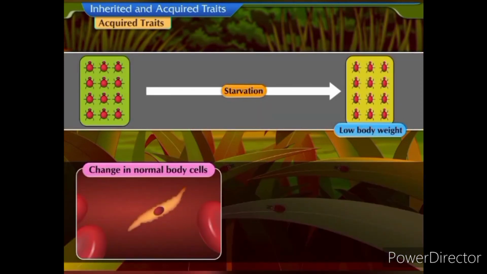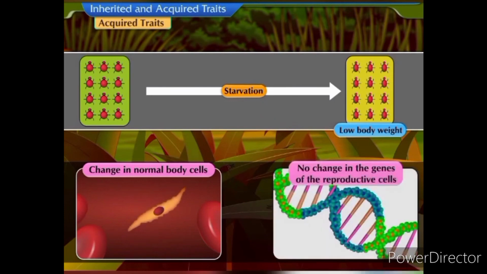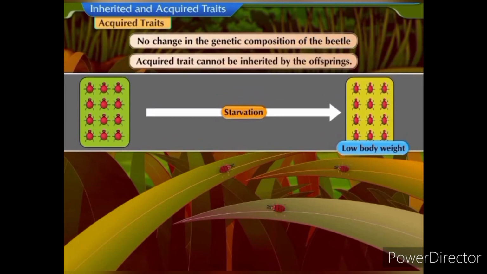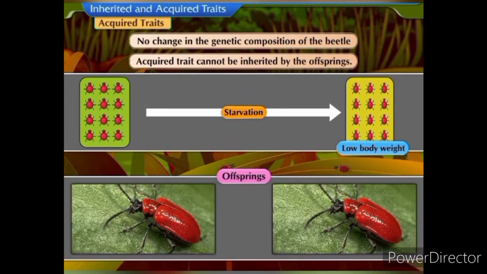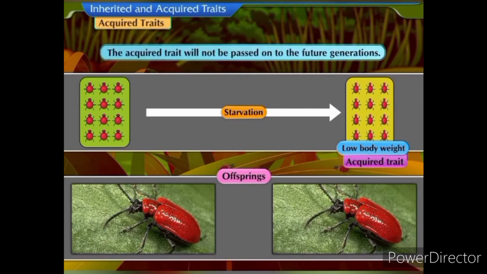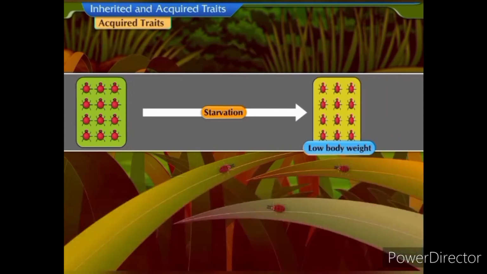There is a change in the normal body cells of the beetle, but no change occurs in the genes present in the reproductive cells of the beetles. Since there is no change in the genetic composition of the beetle, this trait cannot be inherited by its offspring. Thus, low weight is an acquired trait of the beetle. It will not be passed on to the future generations.